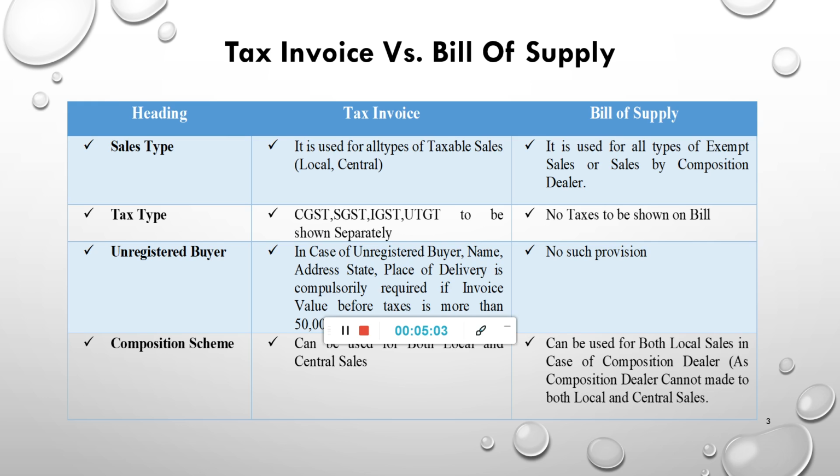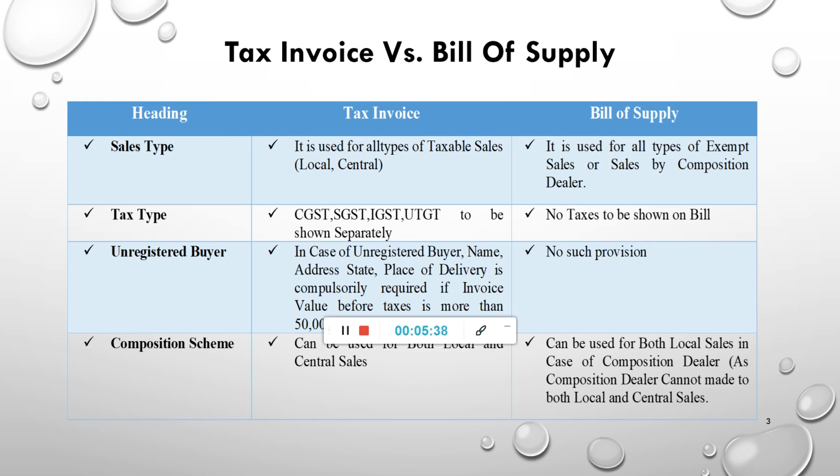Then I'm going to talk about tax type. In a tax invoice, CGST, SGST, and IGST are shown separately, and in a bill of supply, no tax is to be shown on the bill. Registered or unregistered buyer: in case of an unregistered buyer, name, address, state, and place of delivery are compulsorily required if the invoice value before tax is more than 50,000, and in case of a bill of supply, no such provision is there.